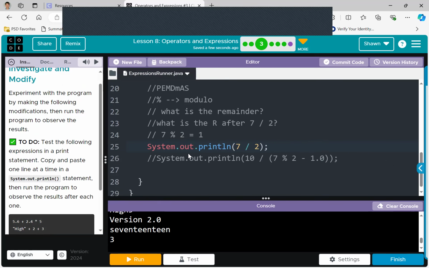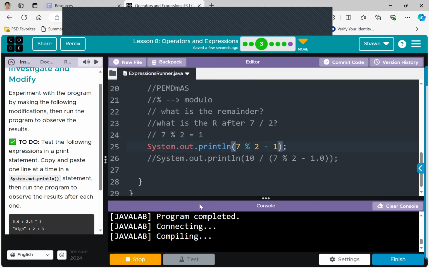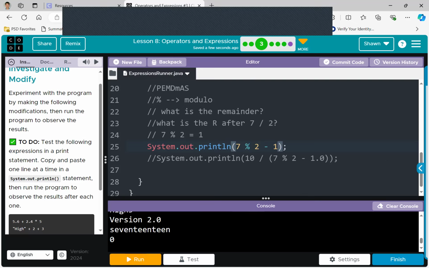Okay, so we still haven't talked about PEMDAS much, so let me go back to that. Now I'm going to do 7 mod 2. Let's go ahead and subtract 1. I'm curious to see, is the answer going to be 0 or something else? And the answer is going to be 0. Let's see what the answer is if I did 7 mod 2 minus 1.